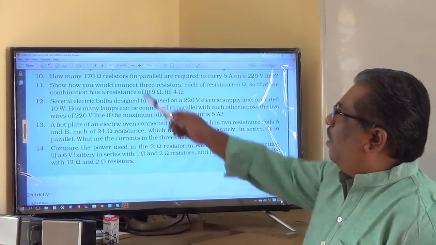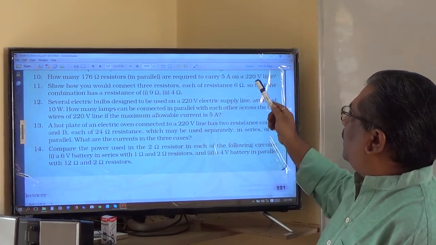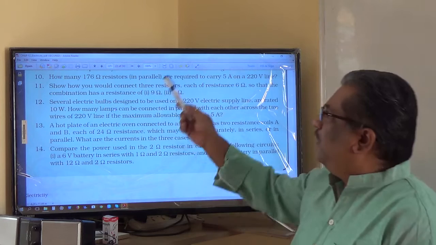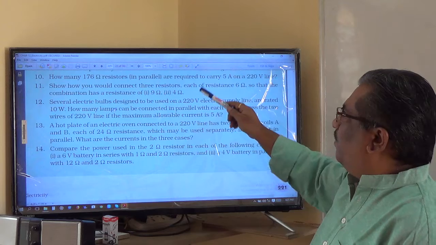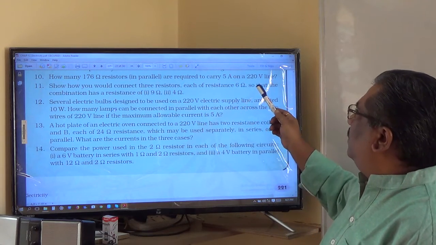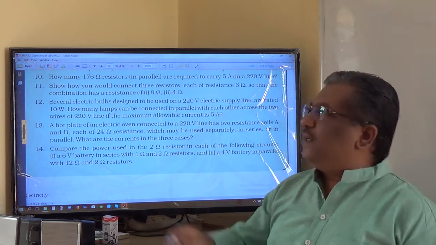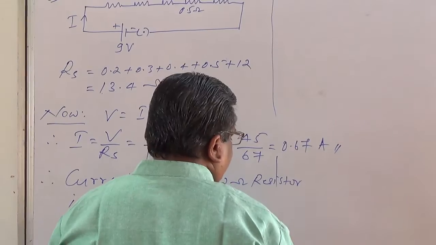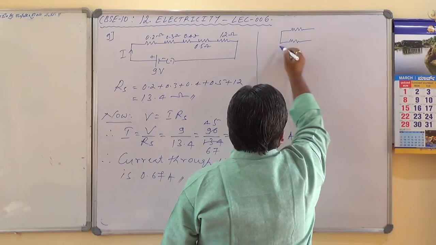10th one. How many 176 ohm resistors in parallel combination are required to carry 5 amps current on a 220 volt line? Important, such questions you can expect. How many 176 ohm resistors are required to be connected in a parallel combination so that 5 amps it will draw on a 220 volt line. So let us assume that n resistors are connected. Let's see here the diagrammatic representation, something looks like this.